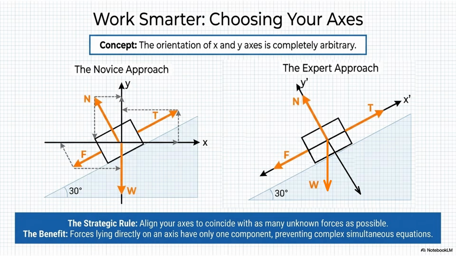That's really it. Now here's a little choice that can make your life so much easier. A beginner might just slap on a standard horizontal and vertical axis. But an expert thinks strategically. By tilting your coordinate system so it lines up with one of the forces, you can dramatically simplify the trigonometry you have to do later. It is the perfect example of working smarter, not harder.